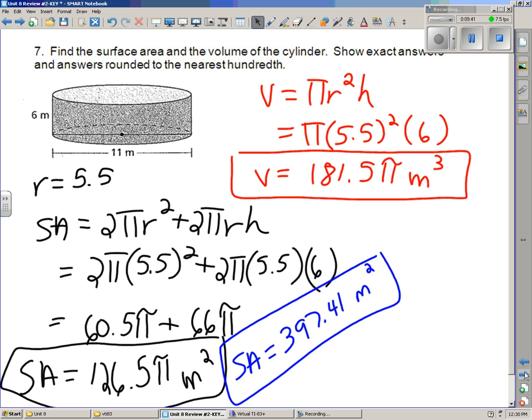When we now multiply this answer by pi, 181.5 times the pi button, you get the decimal answer to the nearest hundredth, which should be 570.20 meters cubed. Okay, so 4 answers there. 2 of them are exact, which means pi is in the answer, and then the other 2 have the decimal equivalents. So hopefully this will be good enough in terms of a review.